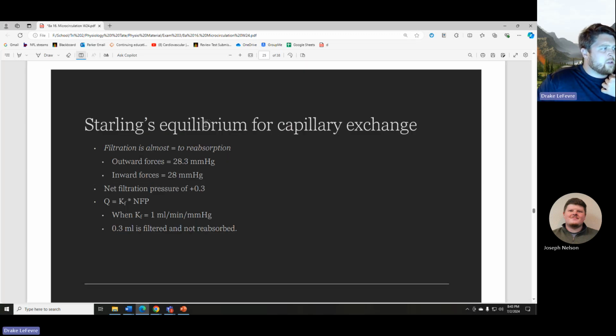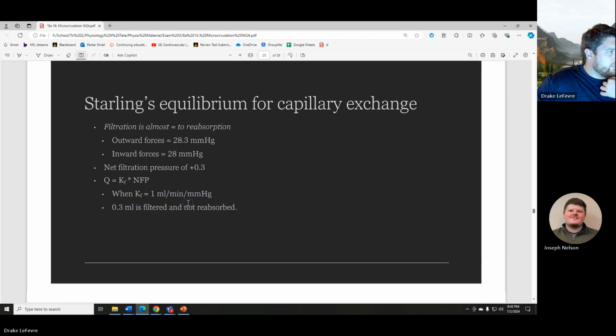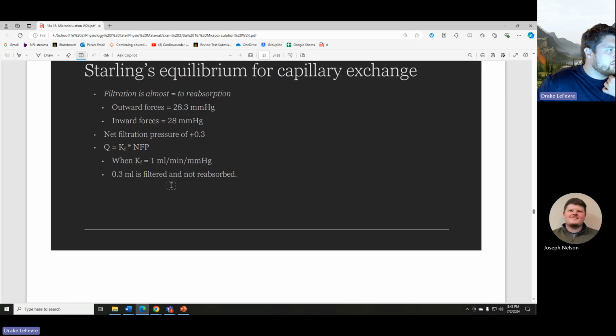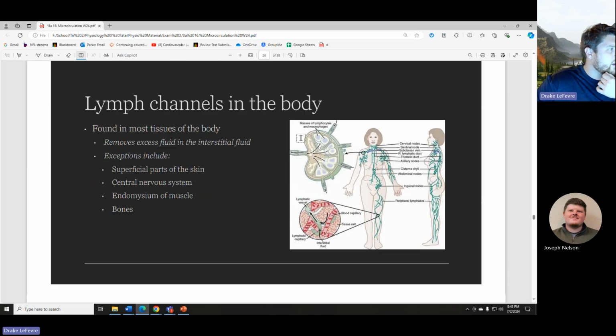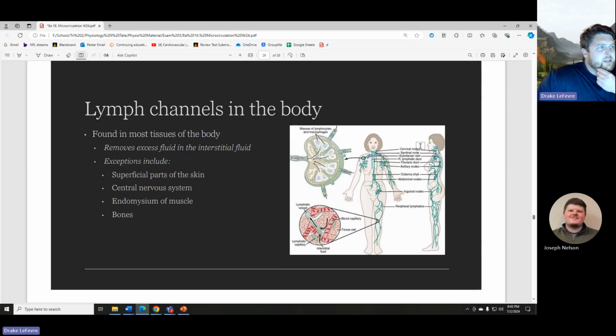This is just the Starling's equilibrium. This is all that's saying. There's an equation there. Not sure if it'll make you use the equation or not. But this is the purpose of the lymph vessels. We have tissue, we have excess fluid in the interstitial fluid. So it's going to take all that fluid and bring it back around and put it back into the subclavian vein.